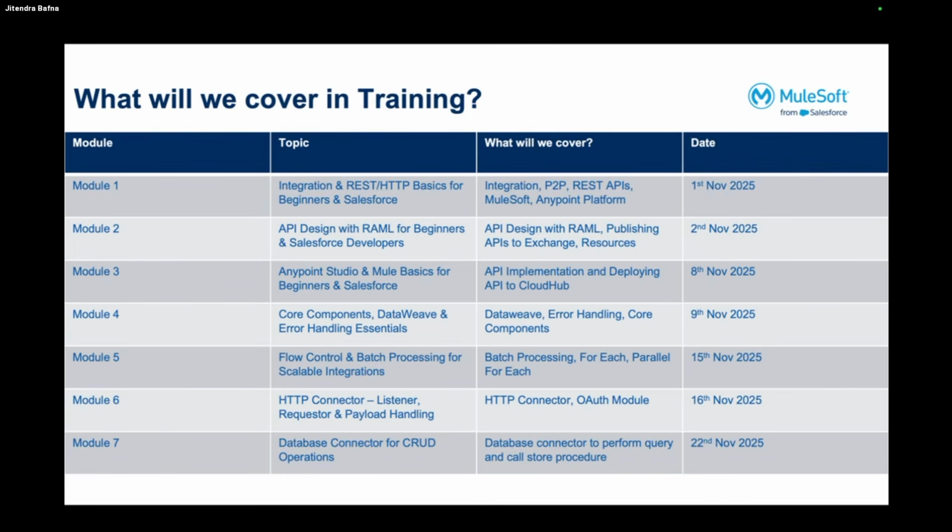Module 5, which is one of the more complex modules, will cover batch processing. I am going to explain each and every concept, such as how you can calculate the block size and how you can define the max concurrency when you are doing batch processing. We will talk about For Each and Parallel For Each. In module 6, we will talk about the HTTP connector, HTTP listener, requester, and payload handling. We will also see how we can enable OAuth in the HTTP requester, so we will talk about the OAuth module.